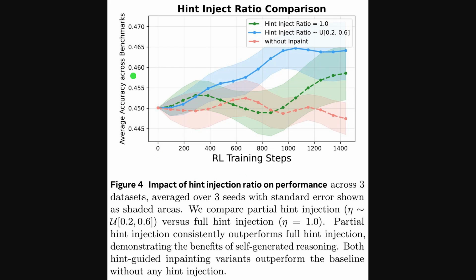Figure 4 compares hint-inject ratios over reinforcement learning steps, with average accuracy across benchmarks on the y-axis and shaded standard errors. Partial hints, sampled between 20 and 60%, climb steadily and beat both full inpainting and no inpainting. The gap grows because partial hints force the model to connect the dots with its own tokens, which yields correct inpainted traces and more informative gradients.